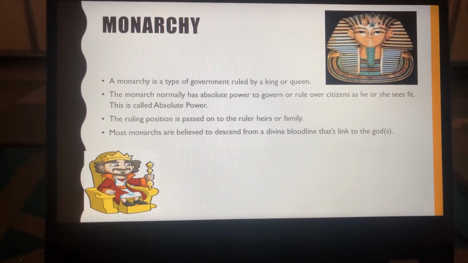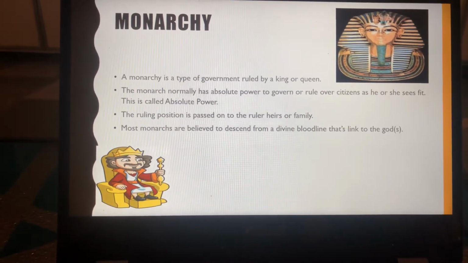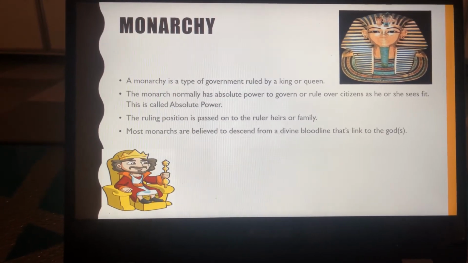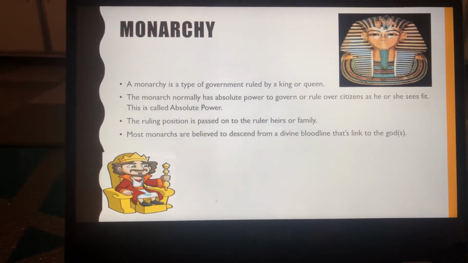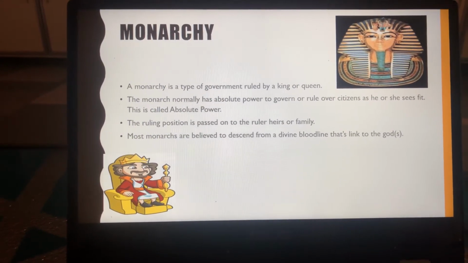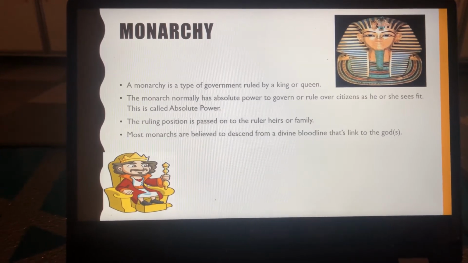One of the first types of governments that we're going to be going over is a monarchy. And a monarchy is a government that's ruled by a king or a queen. The monarchy normally has absolute power to govern or rule over citizens as he or she sees fit. This is called absolute power.